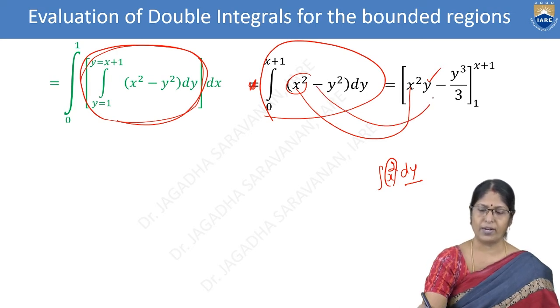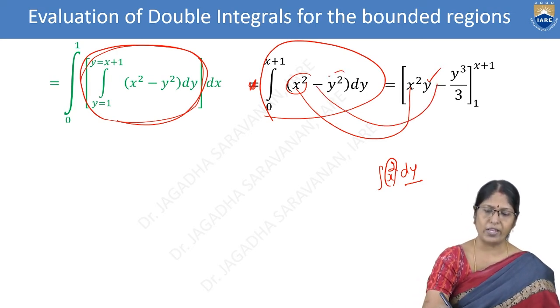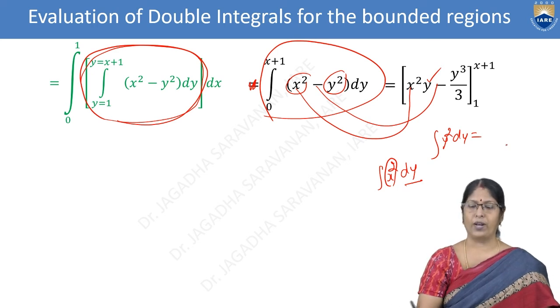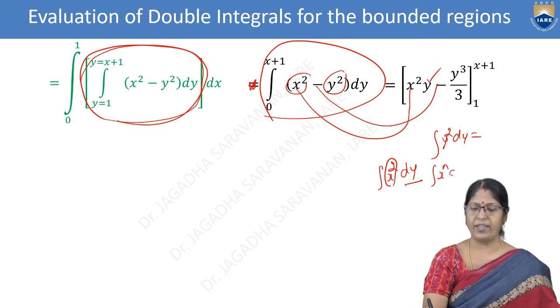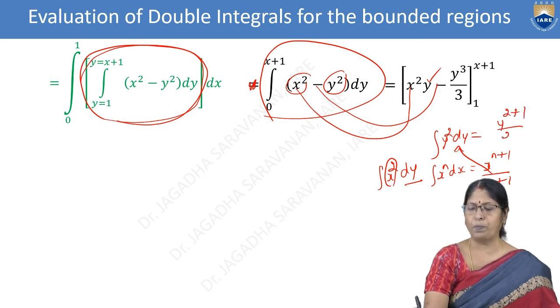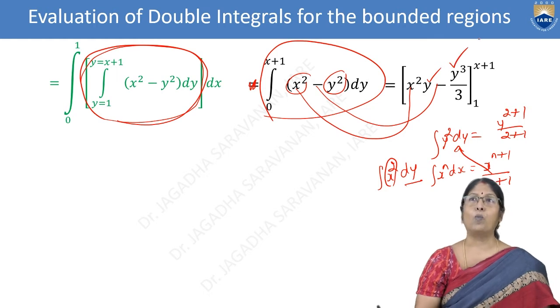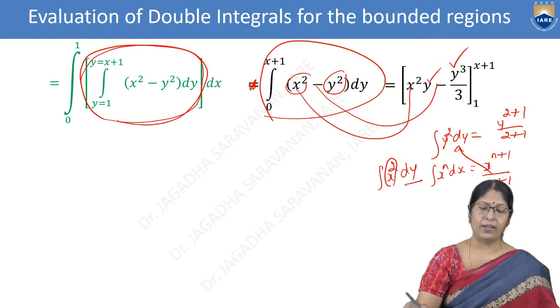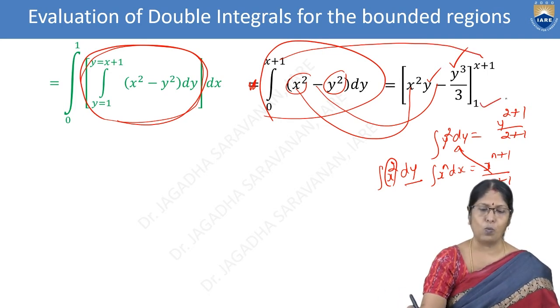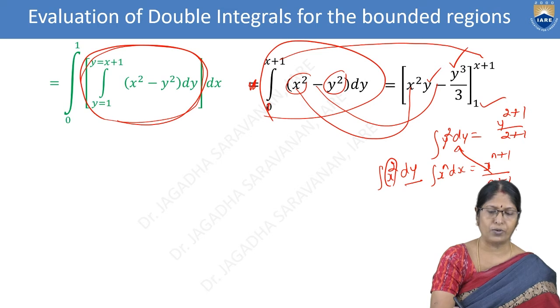And this minus is written as it is. This y square is there. So integral y square dy: our integral formula, that is integral x power n dx, is x power n plus 1 by n plus 1. This formula we are using: y power 2 plus 1 by 2 plus 1. It's nothing but y cube by 3, and the upper limit is x plus 1, the lower limit is 1.